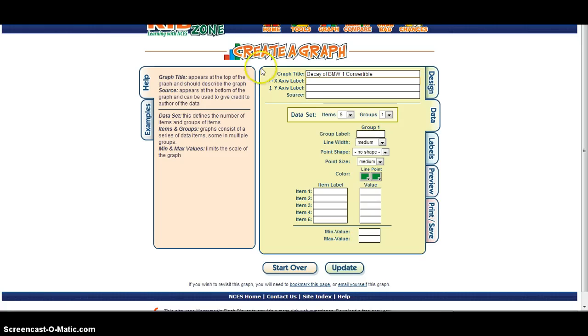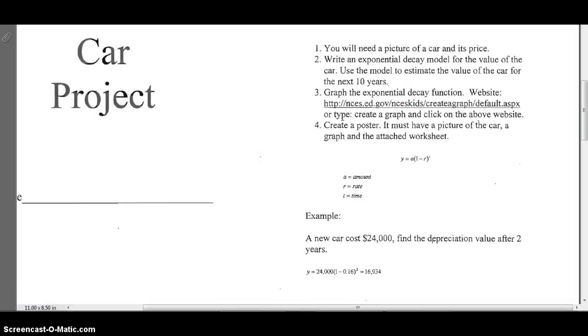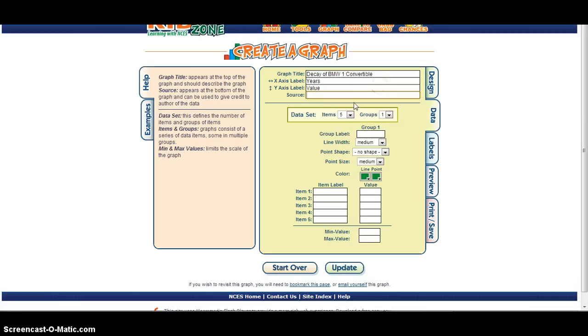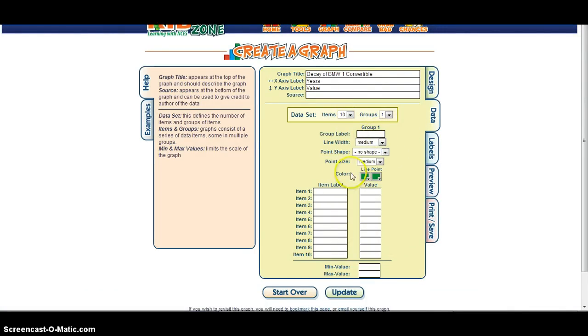My x-axis is the one that goes left to right. The x-axis is the independent variable, in this case the years. The y-axis is the value. So as years change, what's the value of the car? Okay, data set. How many items do we want? Remember, it says we want it for the next 10 years, so I want 10. Okay, item label. So after year 1, what's the value of the car?